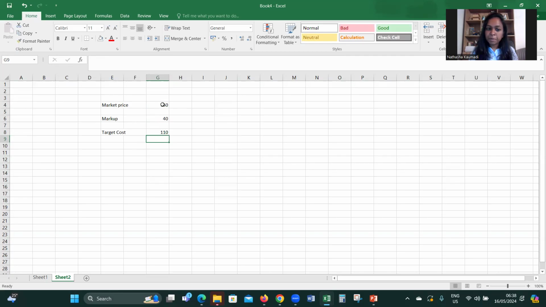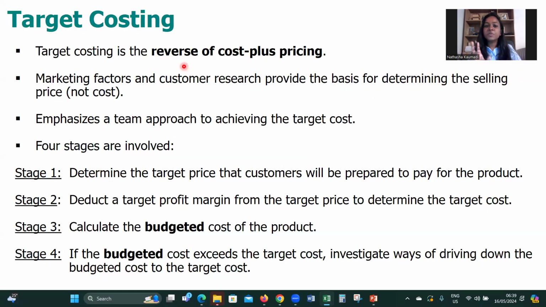If I want to sell my product at 150 rupees, not if I want to, I have to, because that is the market price. If I have to sell at 150 rupees, which is already decided, and I need 40 rupees as the markup, then what should be my cost? My cost should be 110. I can't go beyond 110. Why? I can't change the markup, and I can't change the market price either. I need to sell at 150 and I need 40 rupees. Then the target cost is 110 rupees. That is the approach we are taking here.